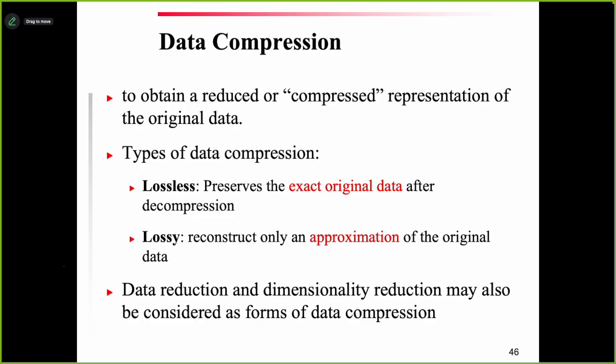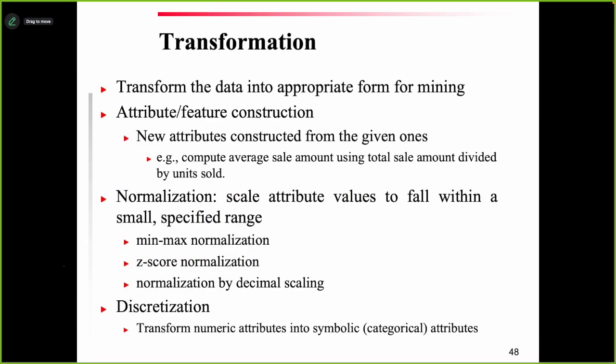And in data mining, techniques like, for example, dimensionality reduction and value reduction can be seen as a form of compression as well. We intentionally lose some details to make learning more efficient, right? And so let me also talk about transformation.